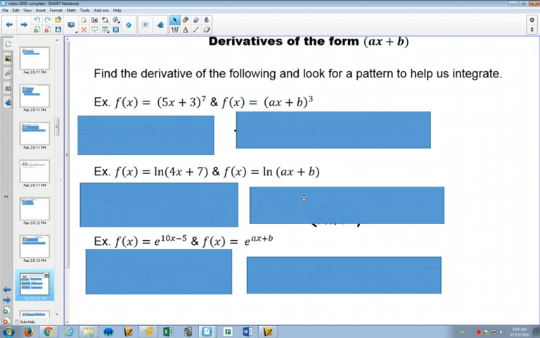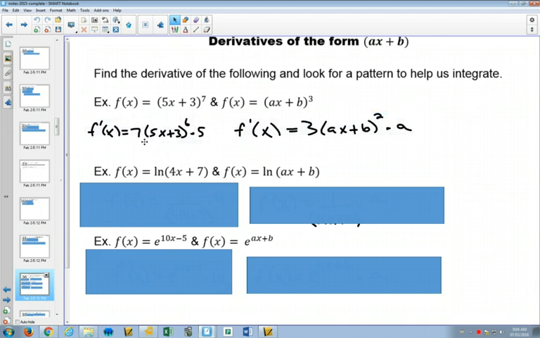Most of you have done the first one already. Here's a check. What we've done first on the left side is the actual question. Then we say, let's replace the inside with ax plus b and see what happens.